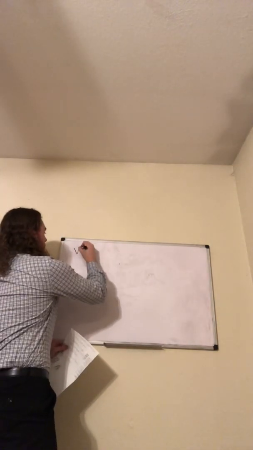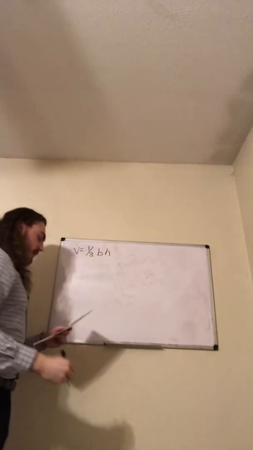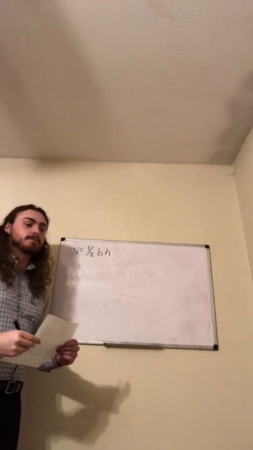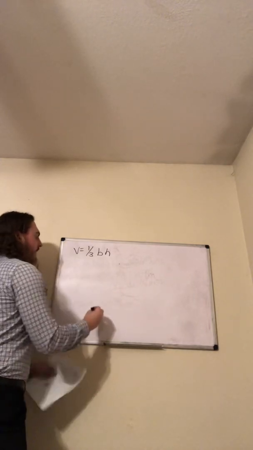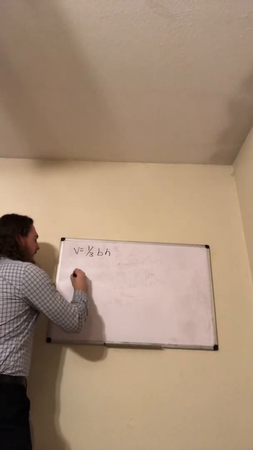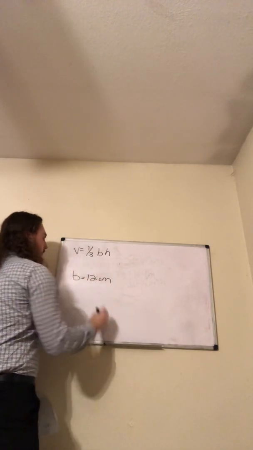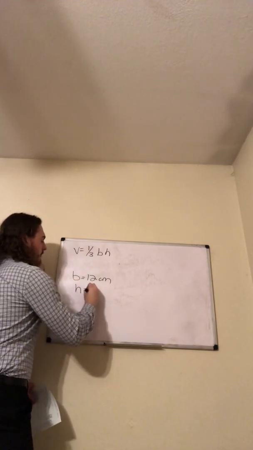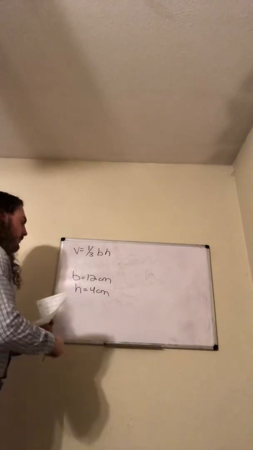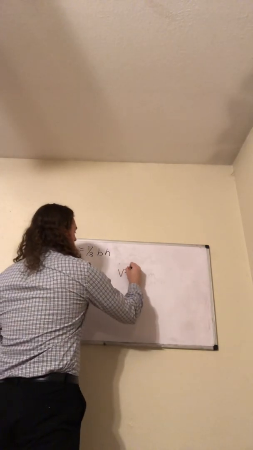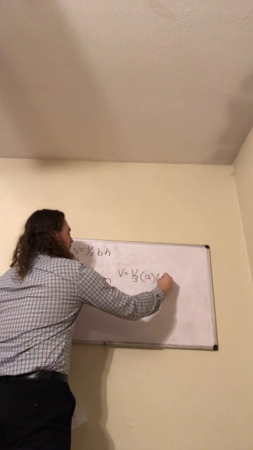So our volume for our pyramid equals 1/3 base times height. Now it looks very similar to our area of a triangle, but it is for volume of a pyramid. So if I gave you a pyramid with a base length of 12 centimeters and a height of 4 centimeters, we would plug it into our equation. Volume equals 1/3, 12, and 4.